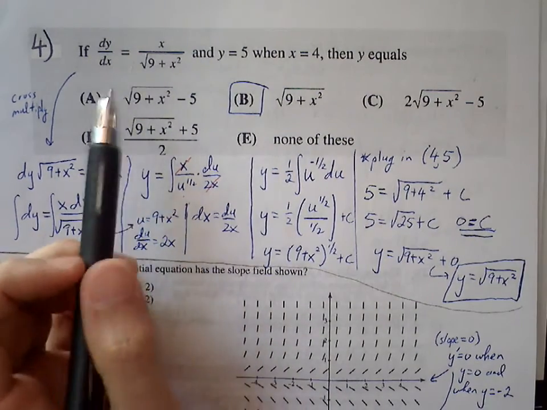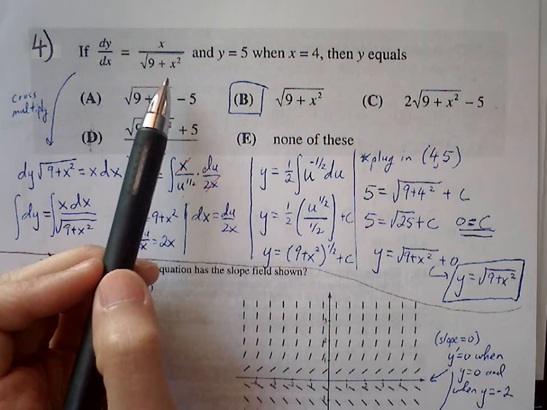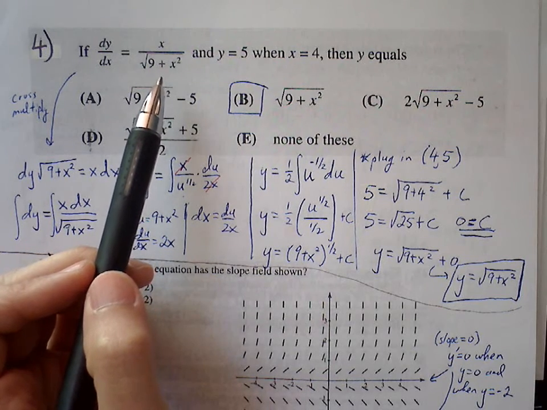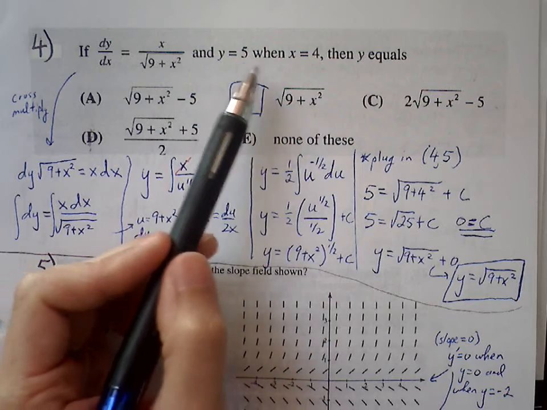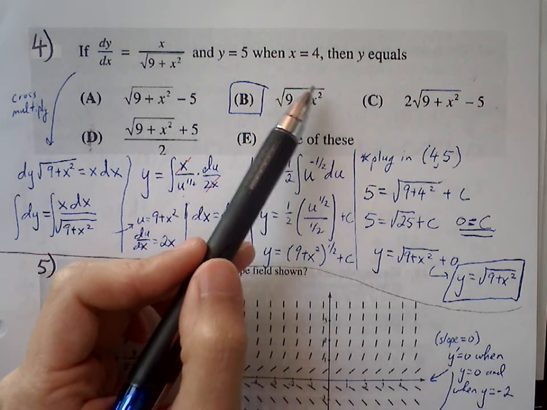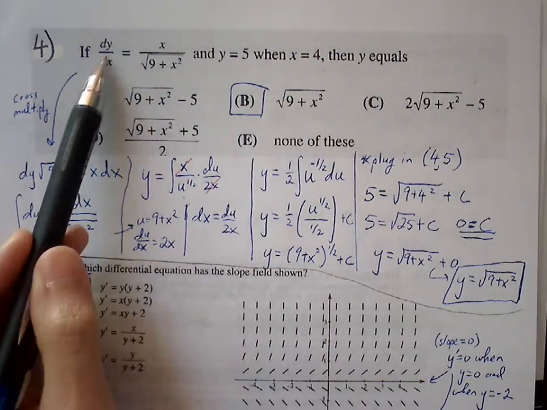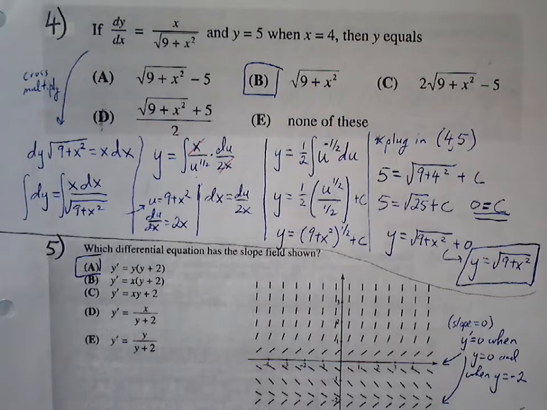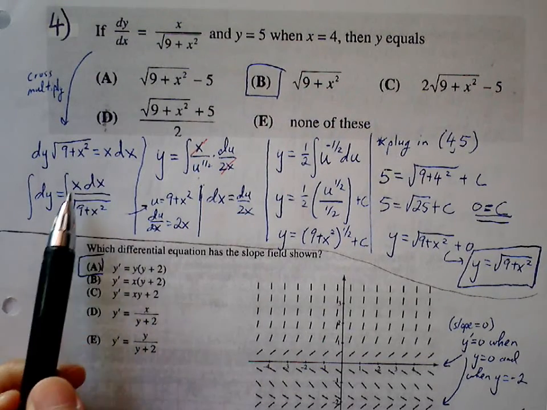Right, here's number 4. We have dy dx equals x over square root of 9 plus x squared. And y equals 5 when x equals 4, then x is equal to, then y is equal to. So again, I'm going to cross multiply. When I do, I get dy root 9 plus x squared is equal to x dx.